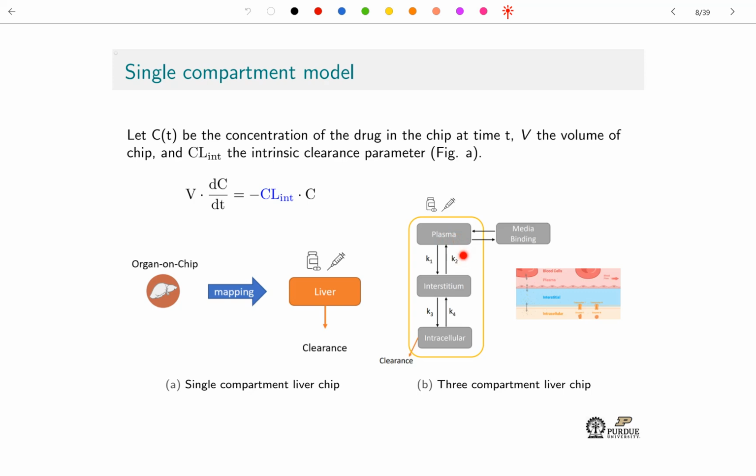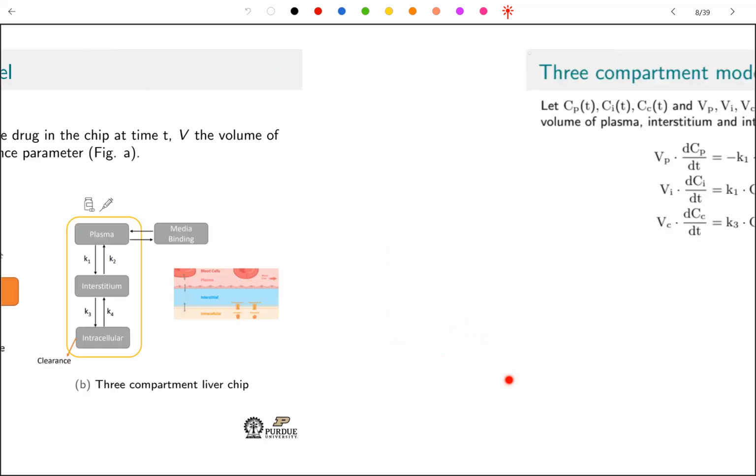The interstitium compartment represents extracellular space surrounding the hepatocytes within the liver on chip. And the intracellular compartment represents the space of hepatocytes where drug metabolism and various cellular processes occur. So these three compartments are modeled using three ODEs. I'll explain the ODEs in the next slide.